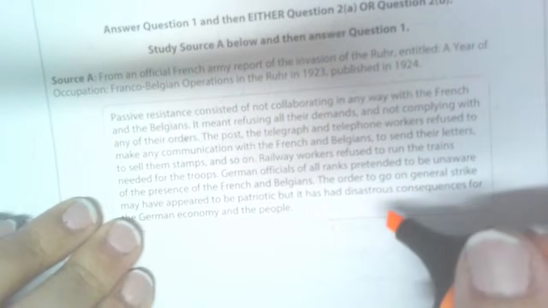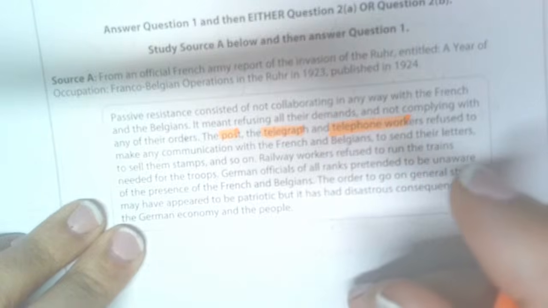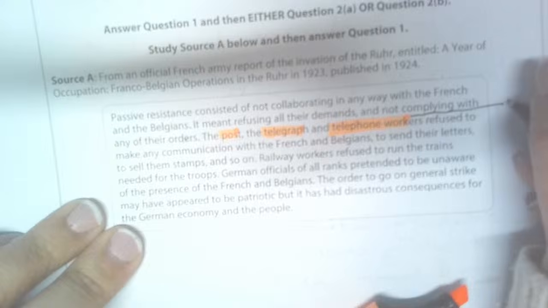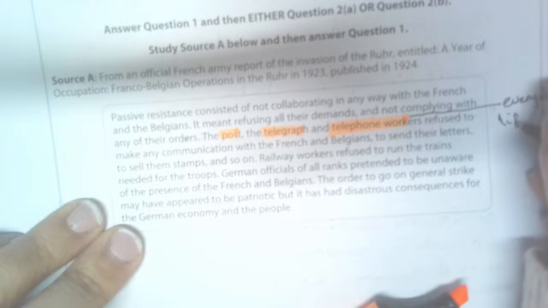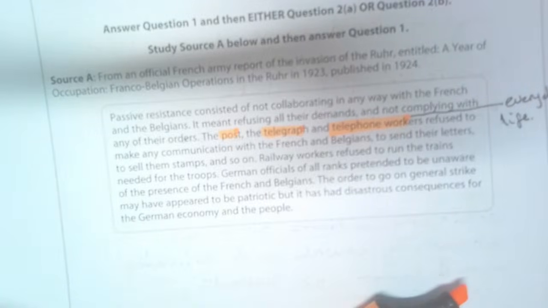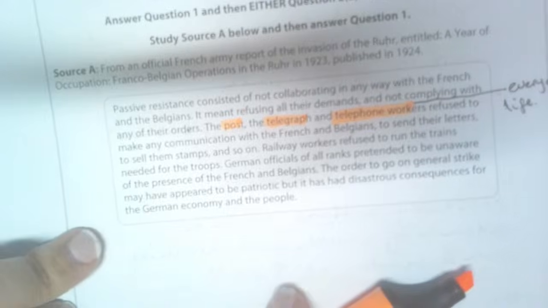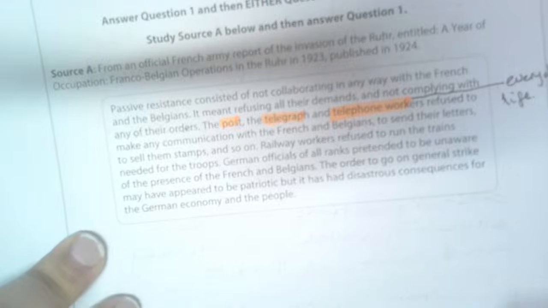How did it do that? I think it did because the post, the telegraph and telephone workers weren't working. So that means that the post isn't getting through. To my view, that is going to cause impact to everyday life. That means you're not getting your post, you're not being able to send a telegraph, which remember this is kind of important in the 1920s, and you're not being able to make a telephone call. So that's an important disruption to everyday life.